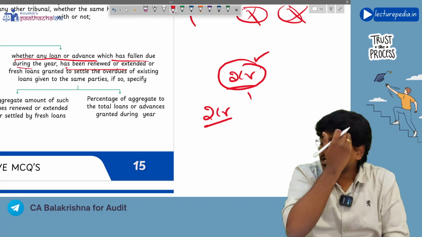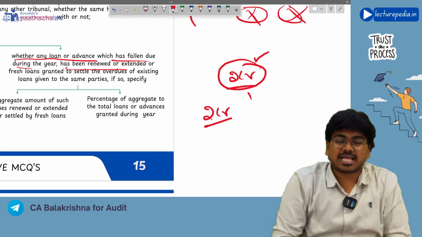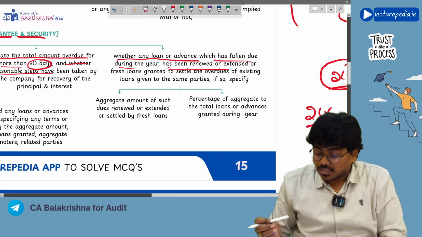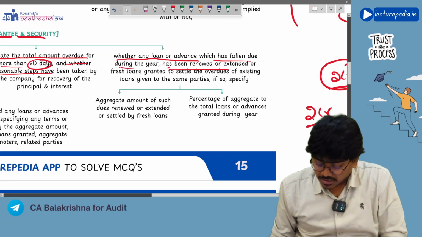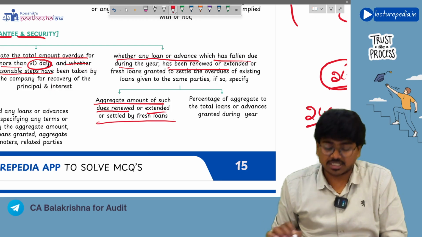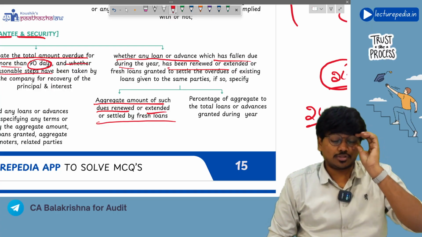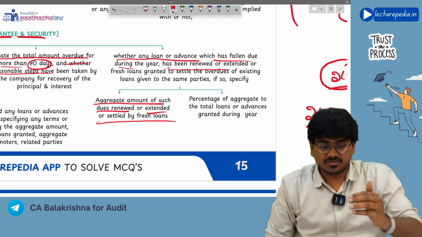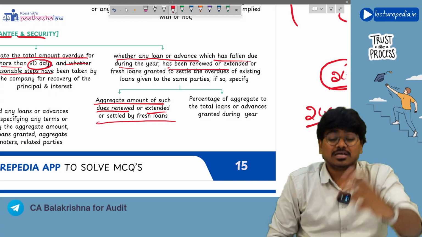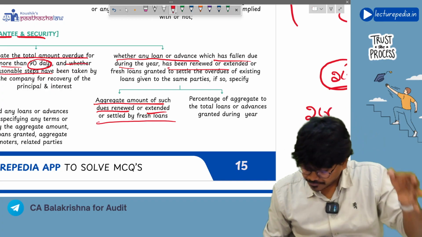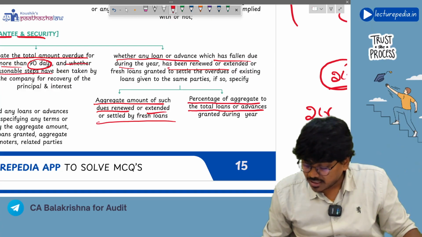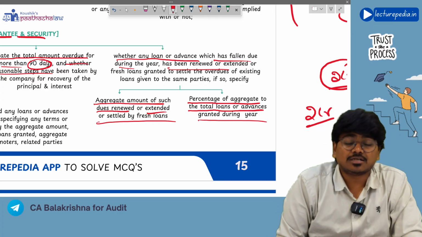So if at all any evergreening of loans happens, the auditor needs to report it. In this evergreening, the auditor needs to report the aggregate amount of such dues renewed or extended or settled by fresh loan. So how much amount of loan is evergreened, that is, fresh loan granted to repay it, or its due date extended, and the percentage of aggregate to the total loans or advances granted during the year.